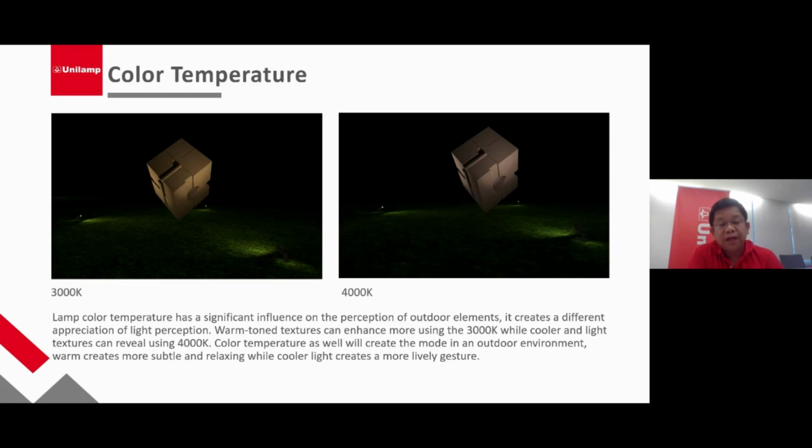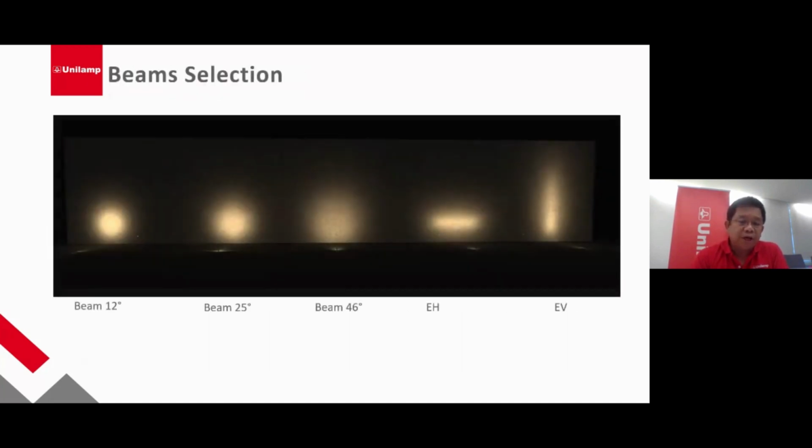So for outdoor lighting, if you want a more subtle appearance, a more relaxed atmosphere, probably you need to warm it. You have to use 3000K or 2700K, which is more relaxing, while cool light creates more lively gestures. So if you feel like more lively applications in a certain area, maybe you have to use 4000K, or some people use RGBW. It depends. So you have the leeway.